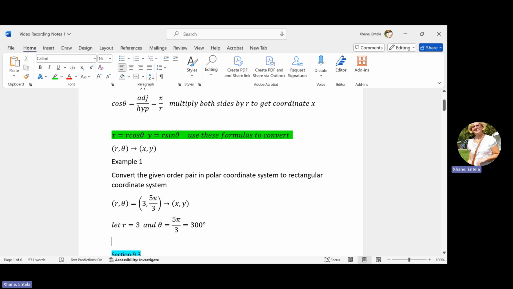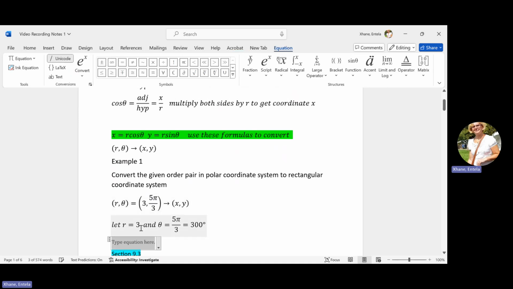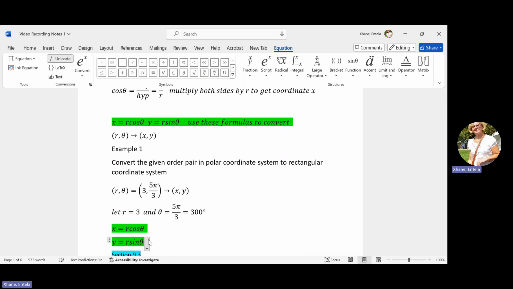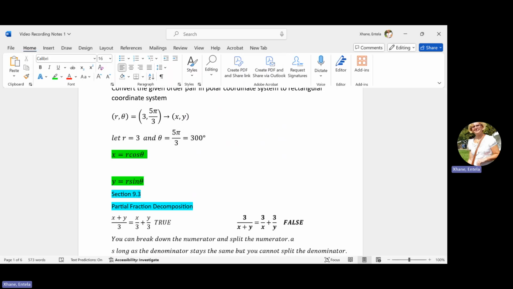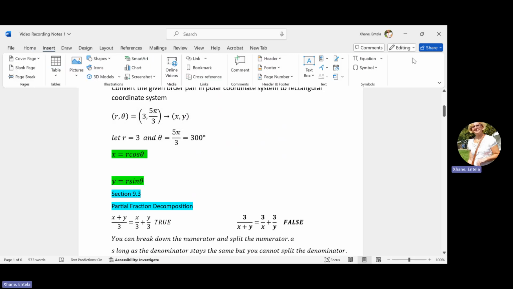Now I'm trying to take this ordered pair and convert it into x and y, which is our normal rectangular coordinate system. So how do I do that? I rely on these two formulas, the coordinate x and the coordinate y. So we are going to find x.